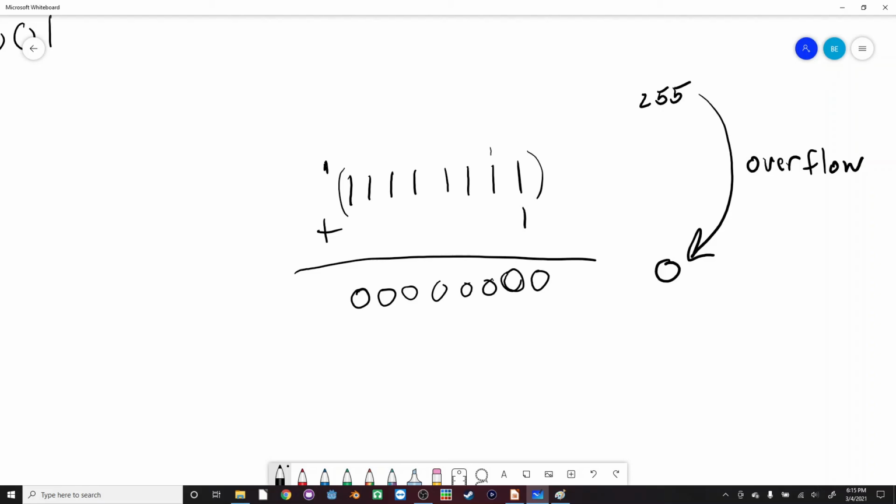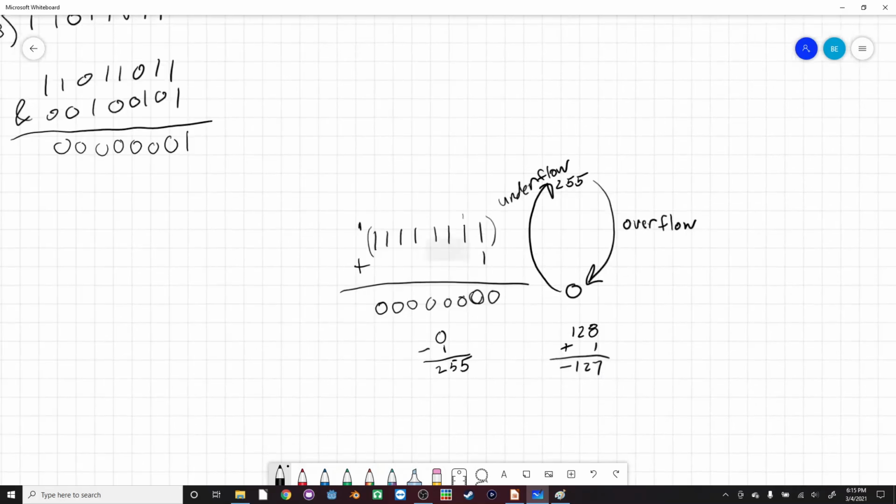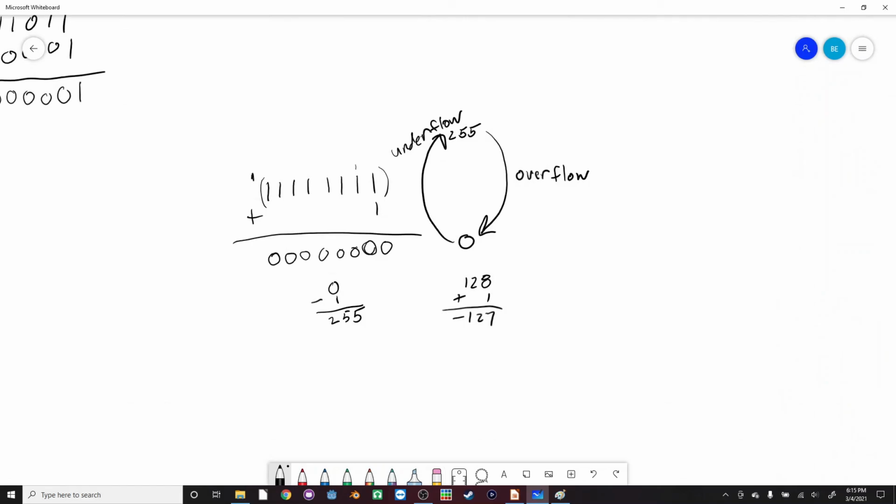So if I had a signed byte and I was at 127 and I added 1, it's actually negative 128. Because the maximum for a signed byte is 127. If I add 1, I go all the way down. The same thing is true if you go the other way. If I take 0, 0 minus 1 is actually equal to 255. That's called underflow. Underflow and overflow.